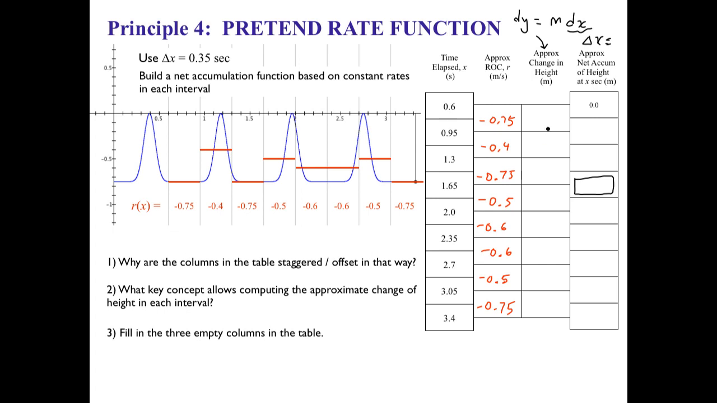We're going to have the change in height from the first 0.35, and then the change in height from the second 0.35, and we have to add that on, right? To get the total, or the accumulation of change in height. So each time we're adding what we had before plus the new change in height from the new interval. Is that what you did? So that should make sense.